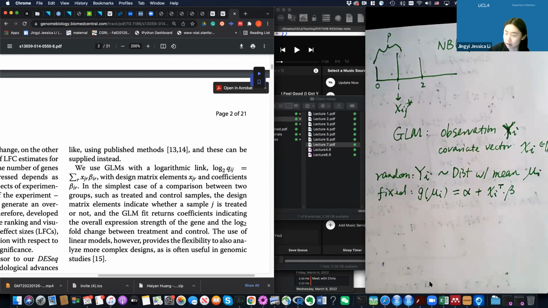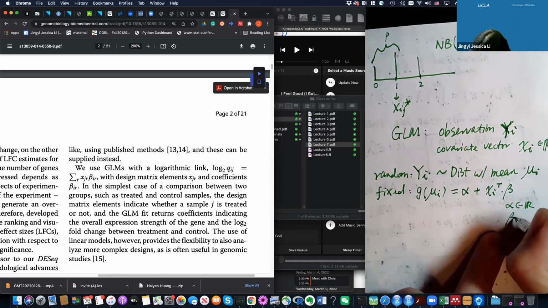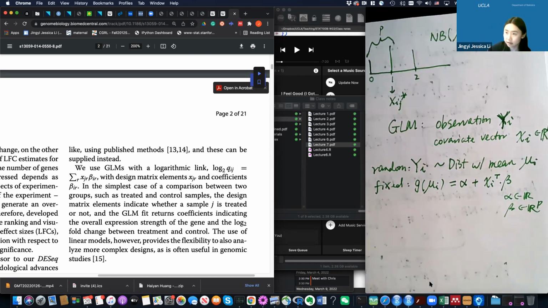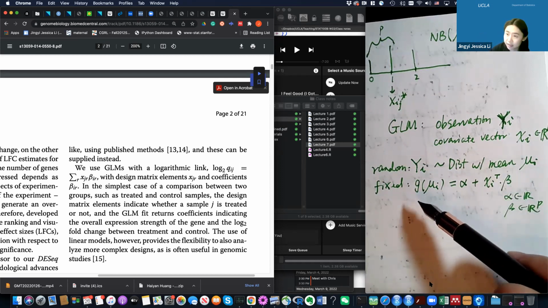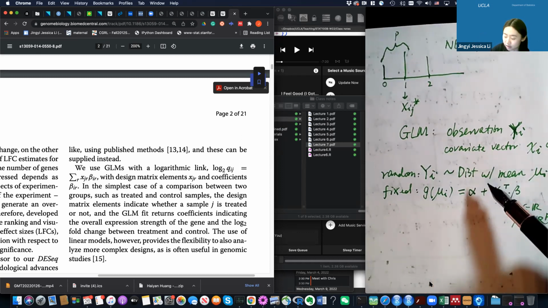So that gave me a scalar. So basically alpha is real and beta is p-dimensional. So this is the generalized linear model. In other words, we allow the flexibility that G can be nonlinear, so we can take care of more distributions besides just the normal distribution.